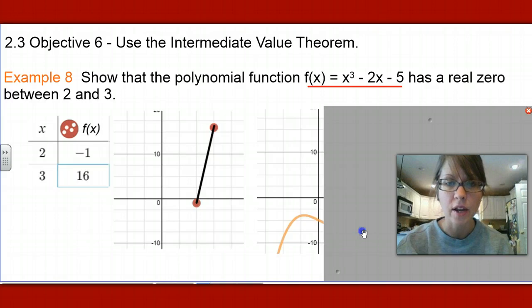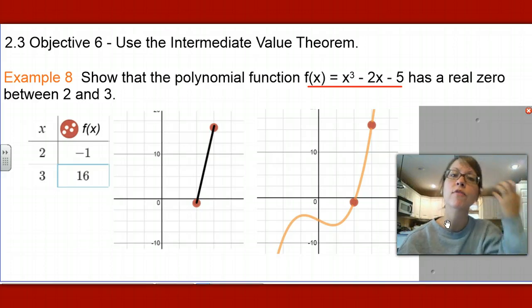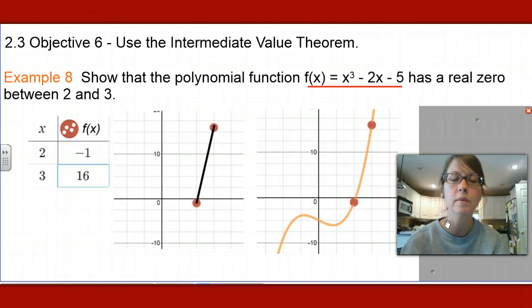And you can see that with a nicer graph right here. You can see the actual graph of f of x. It has an x-intercept somewhere between 2 and 3. It may not be an x-intercept that you can find with factoring. You may not be able to do that. You may not be able, well, this is a cubic, so we couldn't use a quadratic formula.